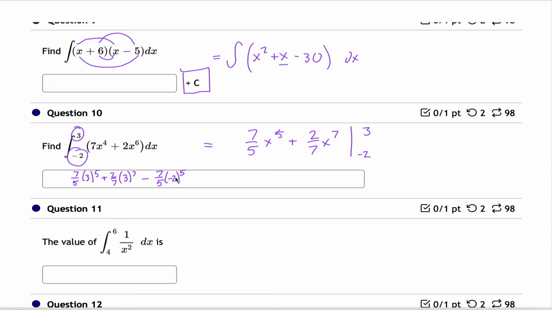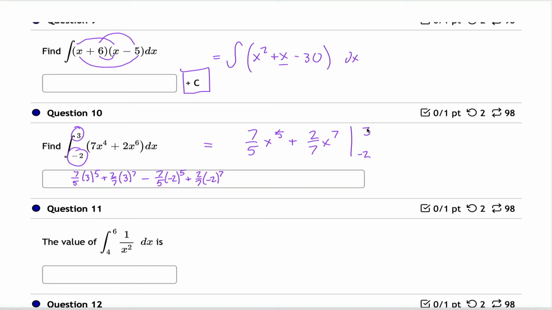Although I guess in this case, if you left them off, you'd get lucky and it wouldn't be incorrect. Plus 2/7 times -2 to the 7th power. And you're like, that's exactly what I typed in, and it marked it incorrect. That's because this is incorrect. What's incorrect about this? I'm only subtracting the first term. Because my antiderivative has two terms, I got to be really careful in how I evaluate them.